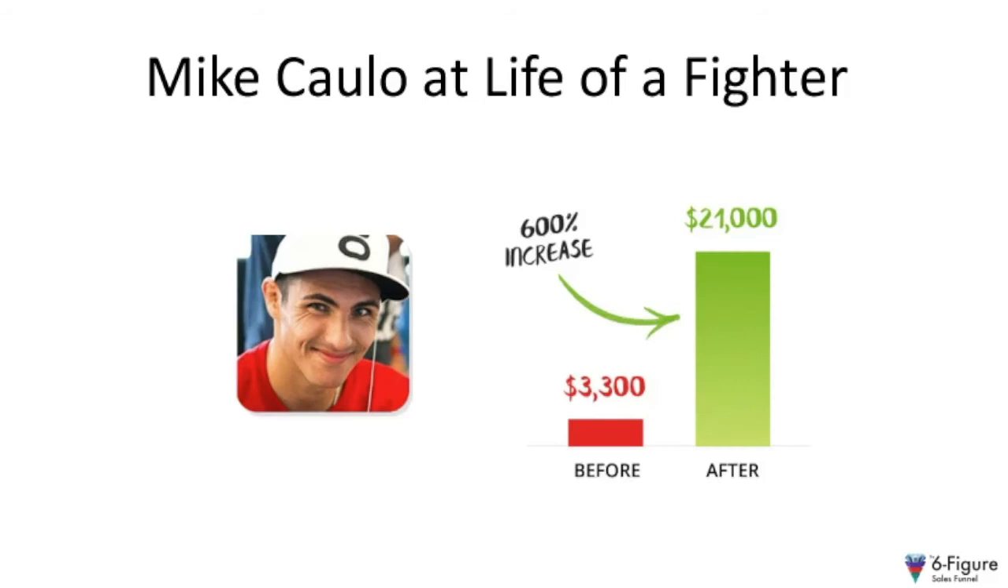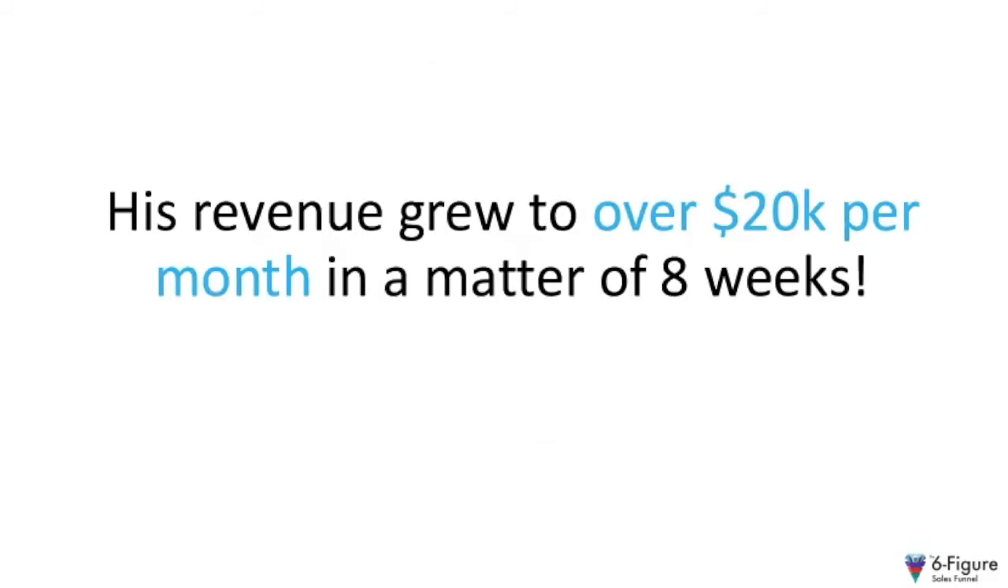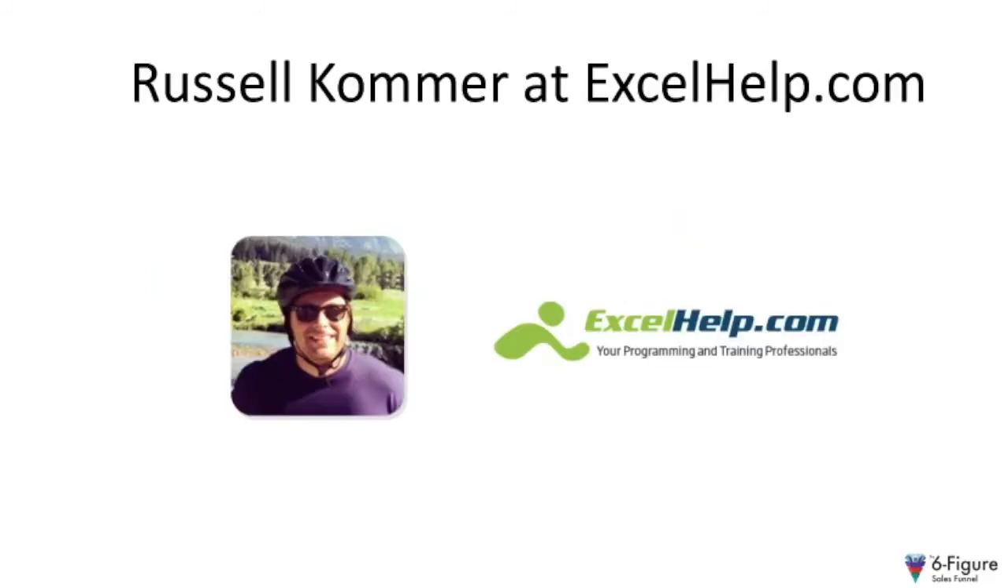Then there was Mike Callow of Life of a Fighter, who is a fitness and nutrition coach based in Long Island, New York. Life of a Fighter was selling info products and services to clients, and before becoming a client, his business was generating over $3,000 per month. But after he set up his first funnel, in a matter of a weekend, while watching football in fact, his revenue grew to over $20,000 per month in a matter of 8 weeks.